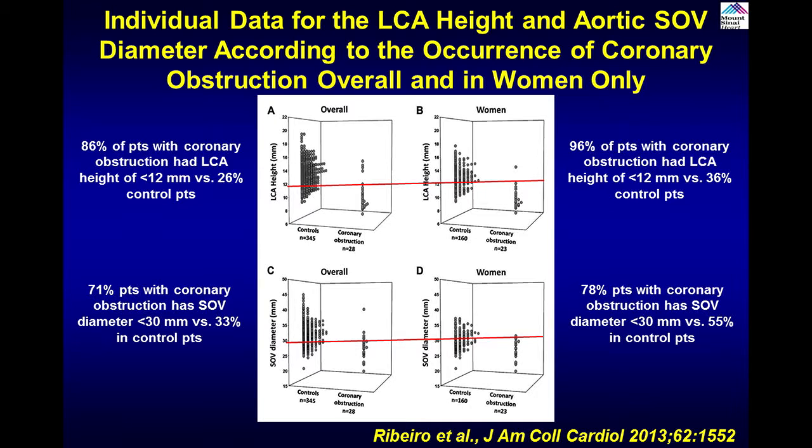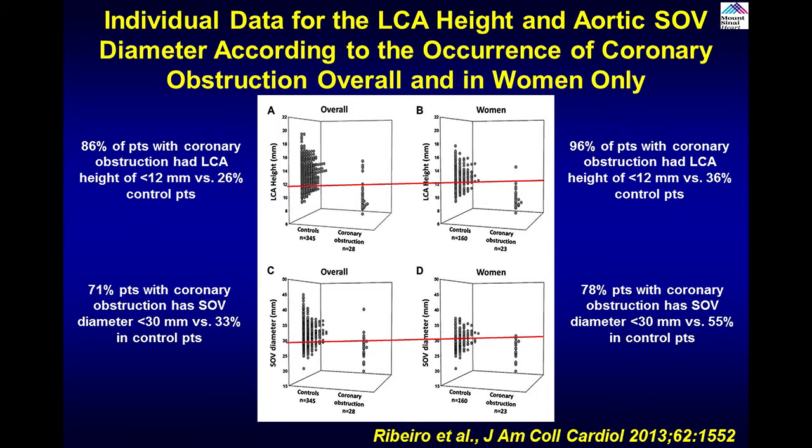So what has come up? The left main height of 12 millimeter. So if you see control, you have a higher 86% of patients with coronary obstruction as a left main of less than 12 versus 26% control. And also sinus of Valsalva is 30 millimeters. So numbers to remember, 12 and 30, and I'll use that in my presentation a couple of times later.